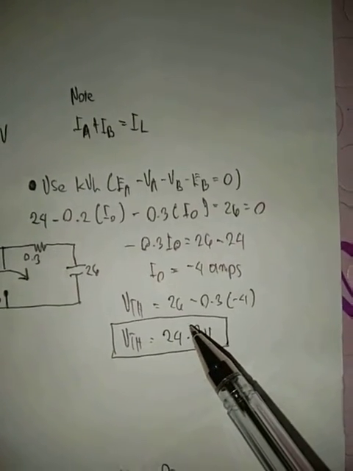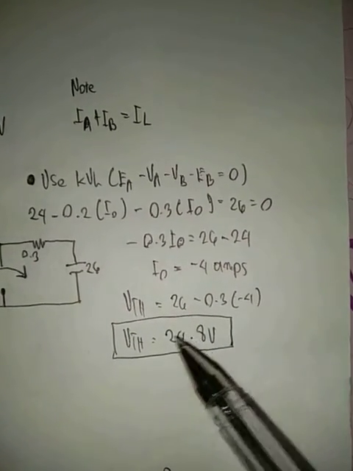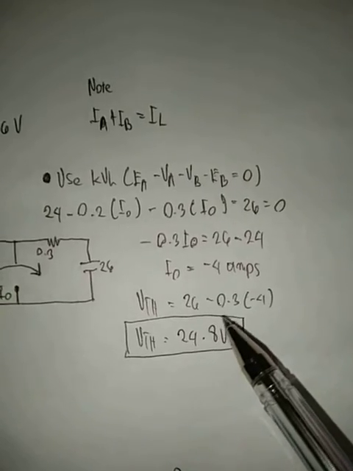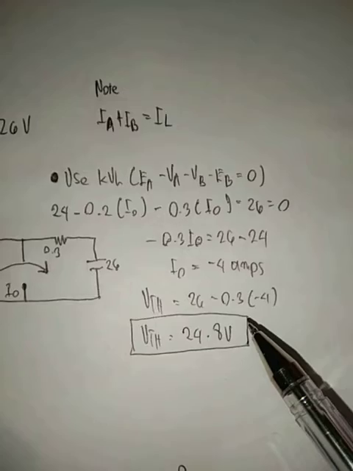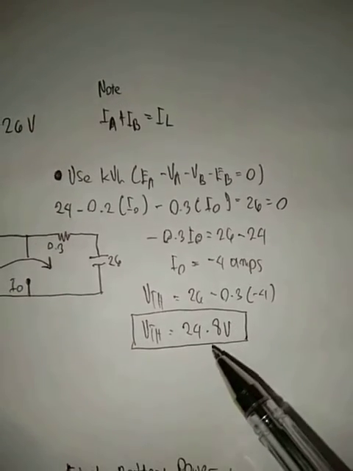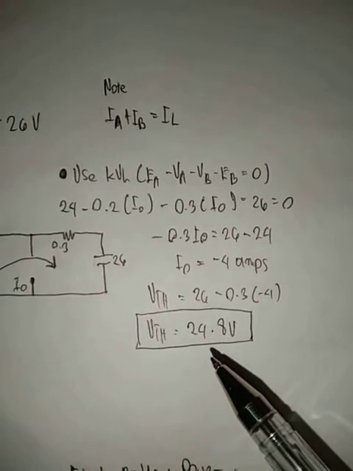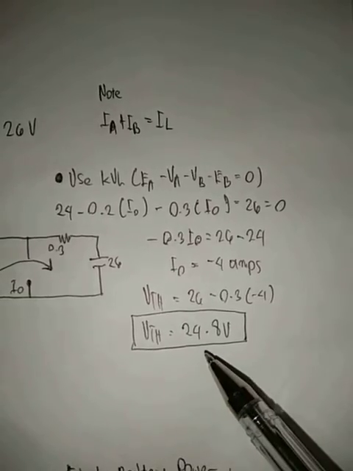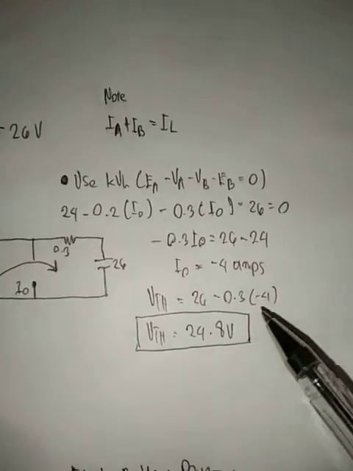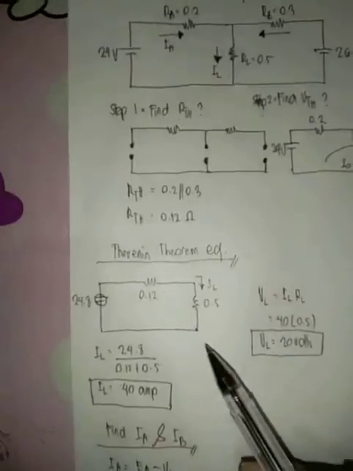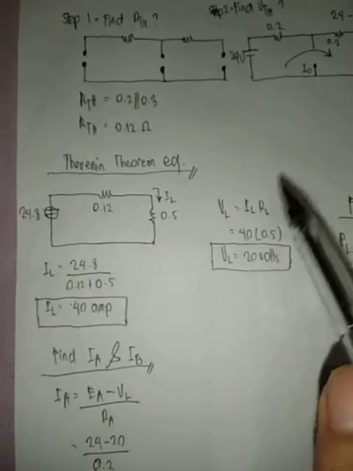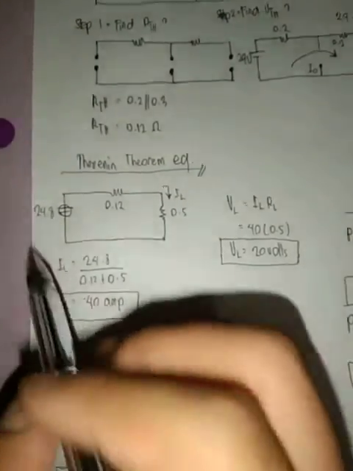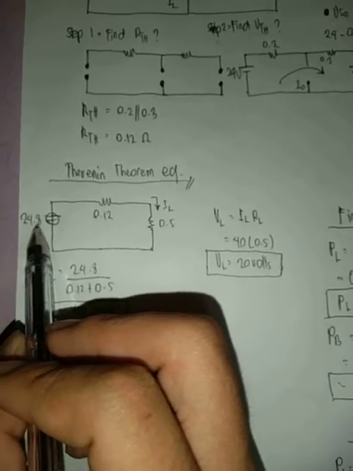So the VTH, the Thevenin voltage, equals 26 minus 0.3 times negative 4, so the Thevenin voltage equals 24.8 volts. Now we have the Thevenin equivalent. Draw this diagram. We have 24.8 volts.